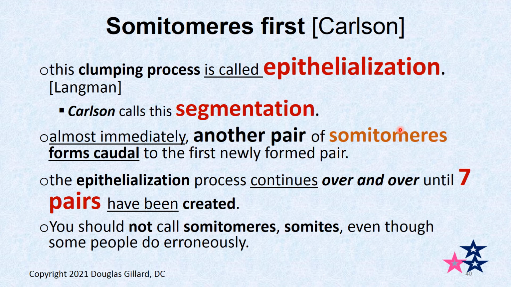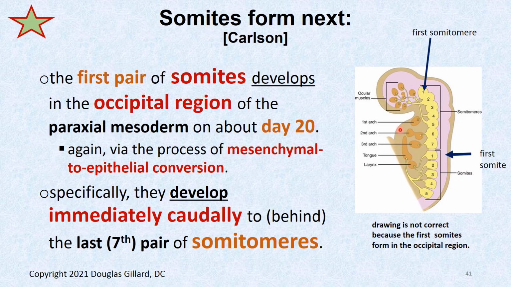Almost immediately after the first pair of these somitomeres clump, another pair form, and we'll see how that works in a minute. And then after they form, another pair form, and we're moving caudally. This formation is from cranial to caudal. That's an important concept. Cranial to caudal. All right, and this happens over and over until we get to 7 pairs that have been created. And so you shouldn't call these somites up in the cranial and occipital region. These are somitomeres because they're not segmented as strongly.